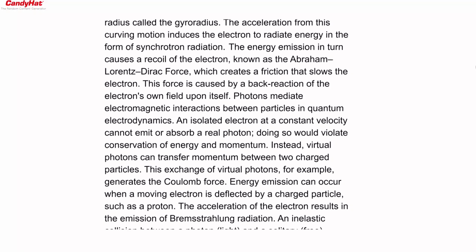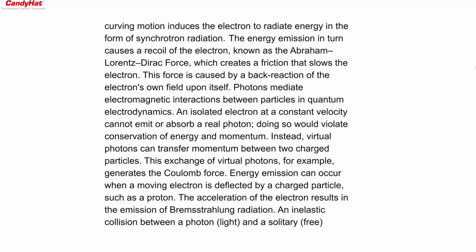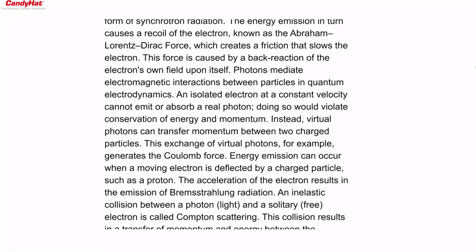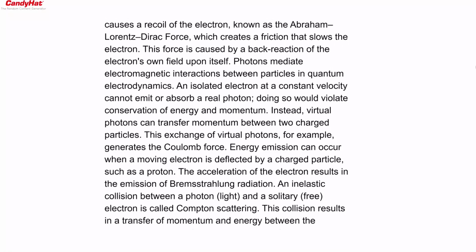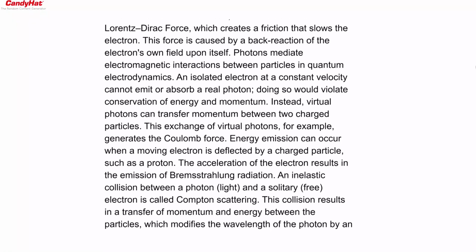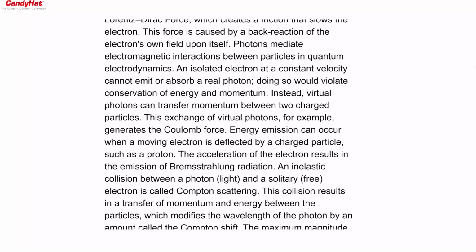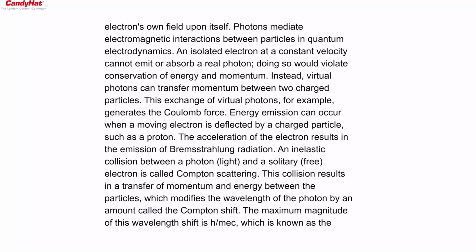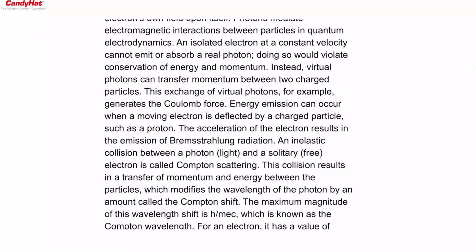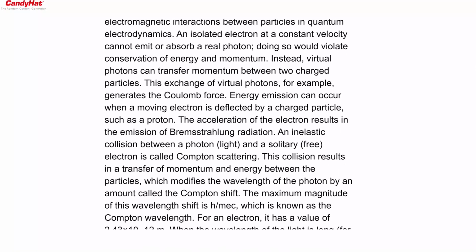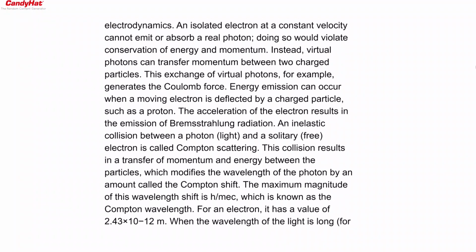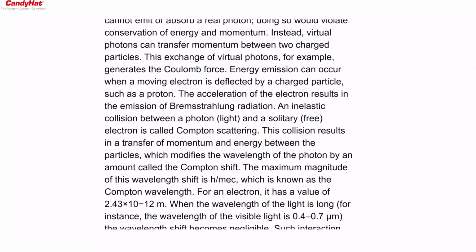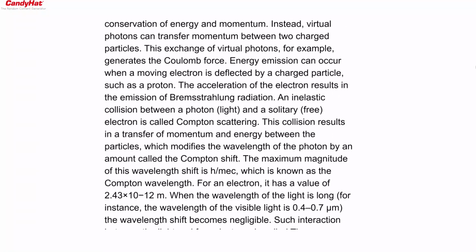Photons mediate electromagnetic interactions between particles in quantum electrodynamics. An isolated electron at a constant velocity cannot emit or absorb a real photon; doing so would violate conservation of energy and momentum. Instead, virtual photons can transfer momentum between two charged particles. This exchange of virtual photons, for example, generates the Coulomb force. Energy emission can occur when a moving electron is deflected by a charged particle, such as a proton. The acceleration of the electron results in the emission of Bremsstrahlung radiation.